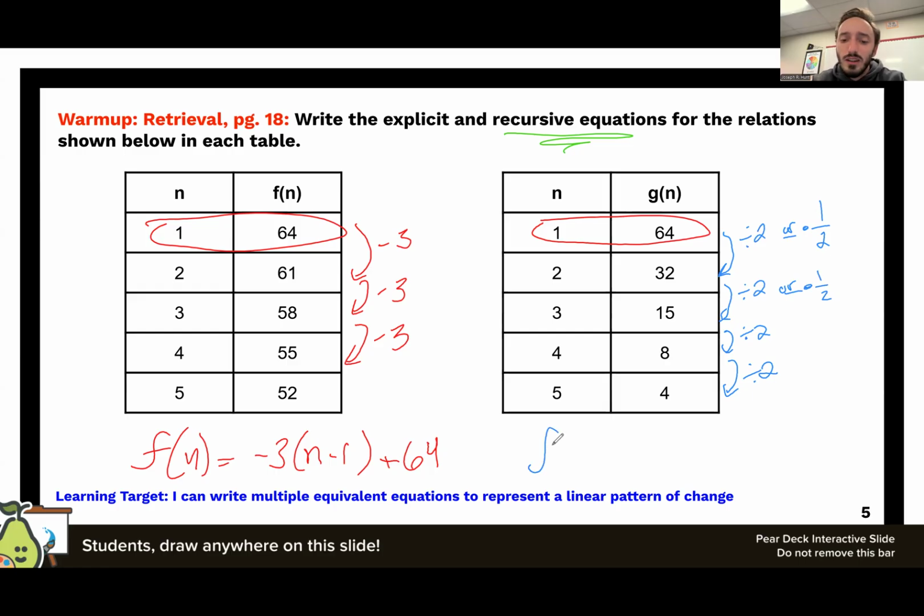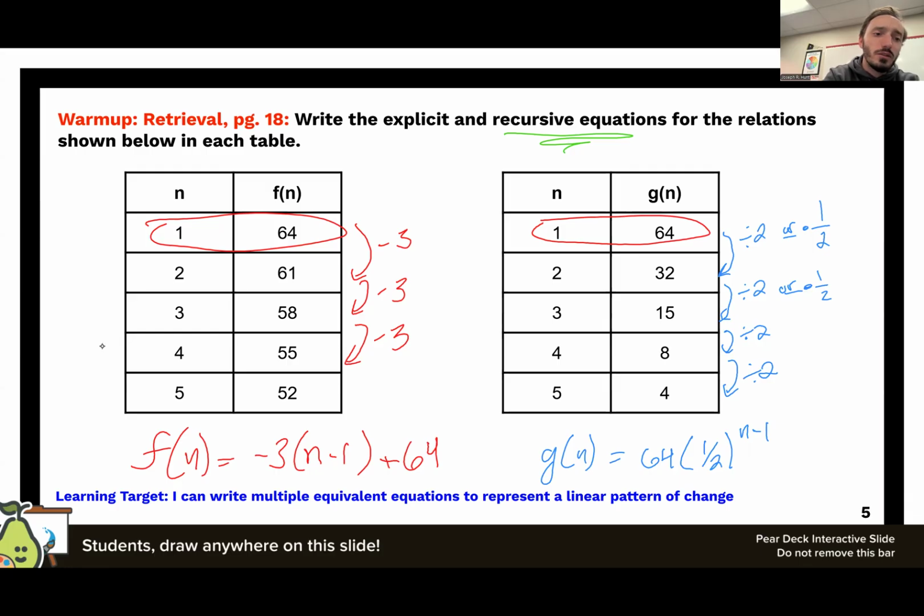So usually I want to avoid saying I'm doing division by 2 in an explicit equation. Here I might say that g of n is starting at an initial value of 64. It's being multiplied by a half to a given power, but I've got to worry about the offset, right? It's not really starting at the y-intercept. It's starting at an input of 1. So to go back to that, I've got to do n minus 1, and then that's going to be my explicit equation for this one.